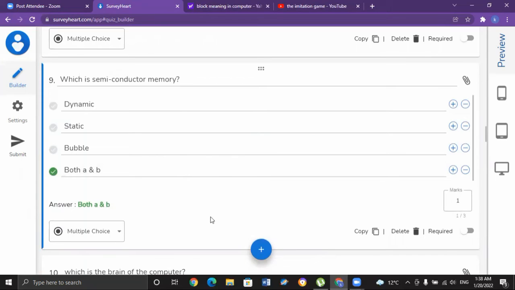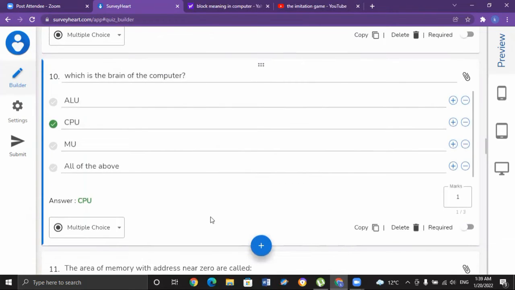Which is a semiconductor memory? First of all, we should know what a semiconductor memory is. Semiconductor memory is a digital electronic semiconductor device used for digital data storage, such as computer memory. It typically refers to MOS memory, where data is stored within metal oxide semiconductors. So, which is a semiconductor memory? Semiconductor memory could be dynamic, it could be static. So both A and B is correct for MCQ number 9.